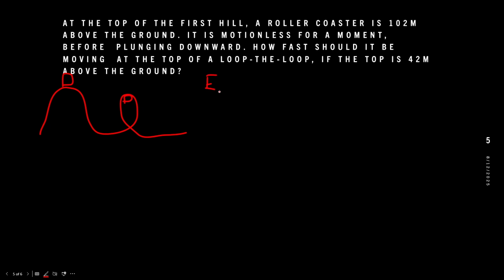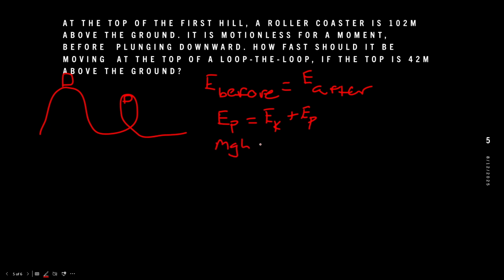So again, E before equals E after. And at the start, since the roller coaster is motionless, there's only potential energy. And after, since the roller coaster is moving and it's above the ground, it has potential energy and kinetic energy. So we could replace that in our formula. So EP equals EK plus EP. And then expand it. MGH equals 1 over 2 MV squared plus MGH.